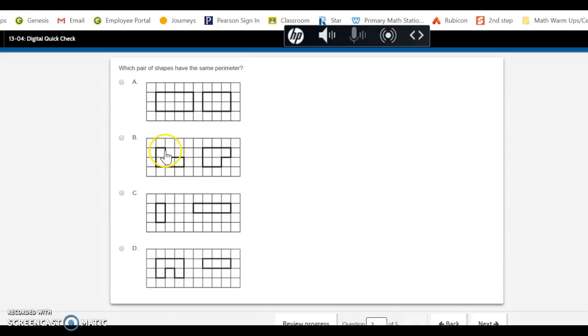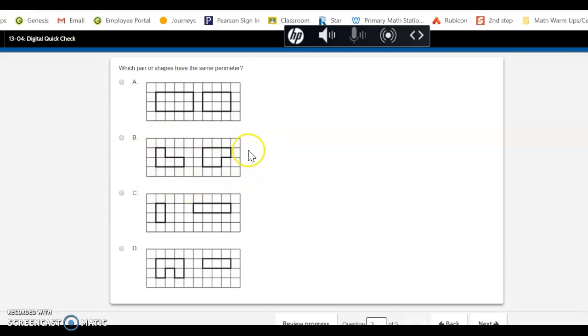Let's check choice B. 1, 2, 3, up to 10. Then 1, 2, 3, up to 12. Hold on. 1, 2, 3, 4, 5, 6. 1, 2, 3, up to 9. Well, I know it's already too big. Let me go back and check choice B one more time.